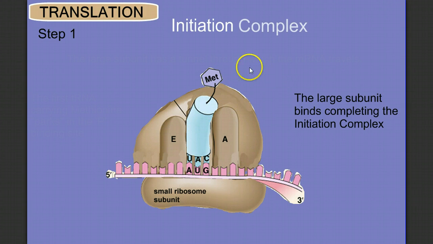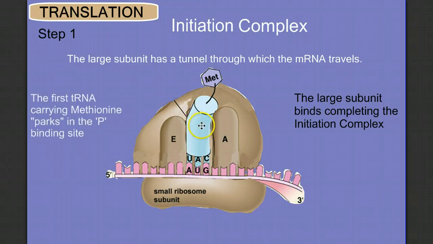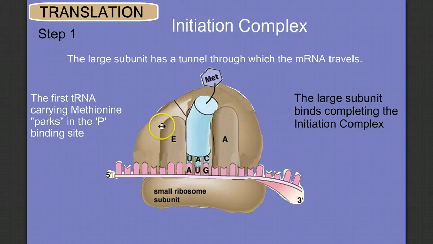And now we're ready for the last part of initiation, where the large subunit comes in and binds, finishing our initiation complex. The large subunit has a tunnel that the messenger RNA can travel through. Actually, the ribosome is going to travel down the messenger RNA, kind of like a train down a track. And we can see that our first transfer RNA carrying methionine is parked in the P binding site. We have 3 binding sites, the E site here, which is going to be our exit, the P site in the middle, and the A site, which one of my students suggested we call the acceptor site, which will make sense in just a moment.